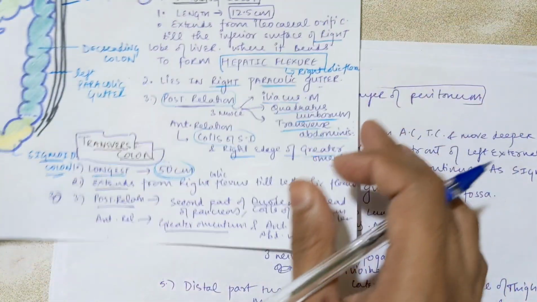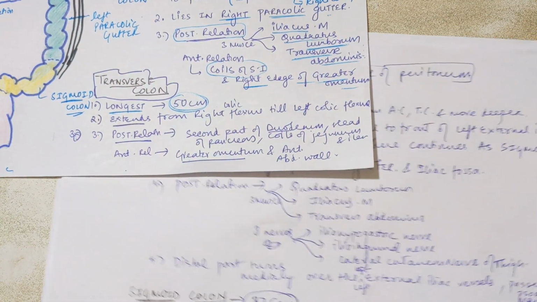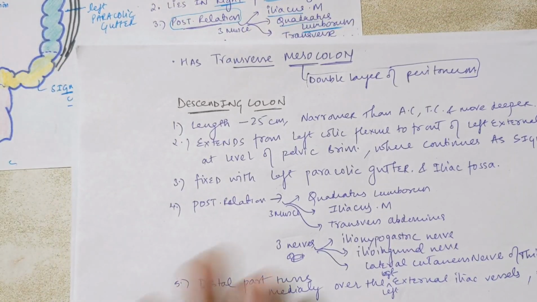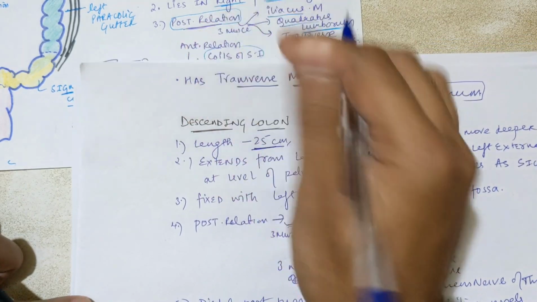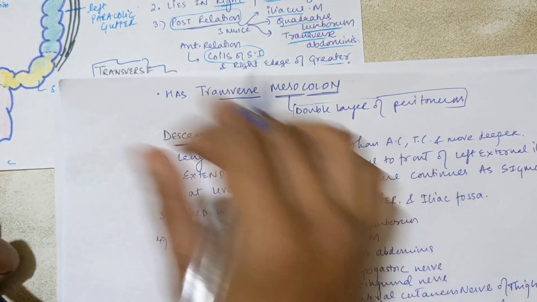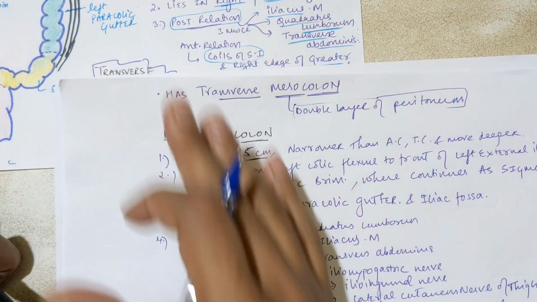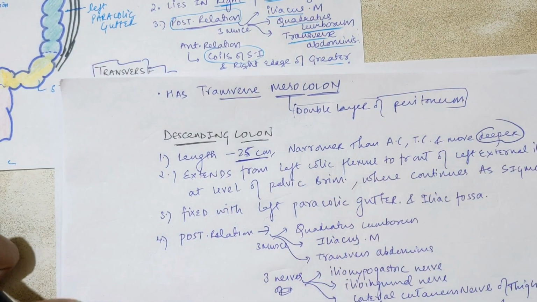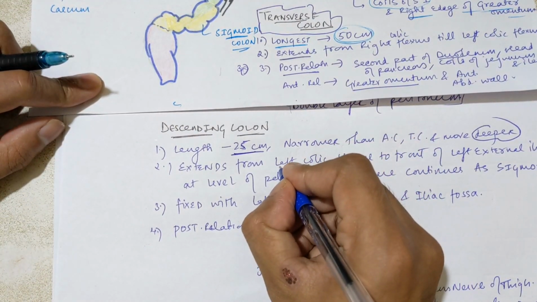Clear this much? Now next we have to move on to the descending colon. I am discussing the basic characteristics of each of the colon parts. Clear? And this is actually the length. Descending colon length is a little bit short and it's around 25 centimeter. Clear? And it is narrow as compared to your transverse and the ascending colons, and it is present most deeper. Clear? Deeper it is present, and from where it is extending? It is extending from the left colic flexure.